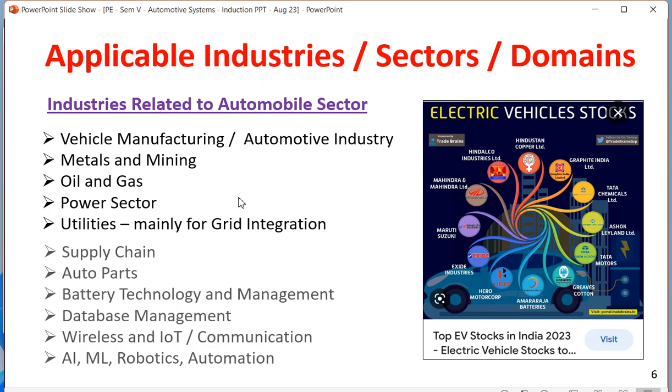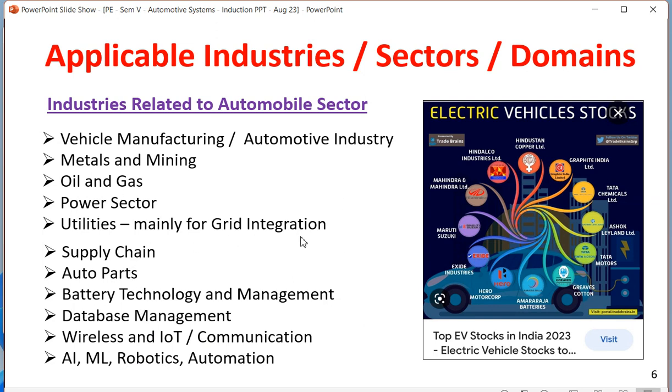These are the industries. There are no industries which are not connected to the auto industry. You will find vehicle manufacturing, metal mining, oil, gas, power sector, utilities, supply chain, auto parts, battery, database management, wireless IoT, AI, ML, robotics. All these fields are related to automotive industries.